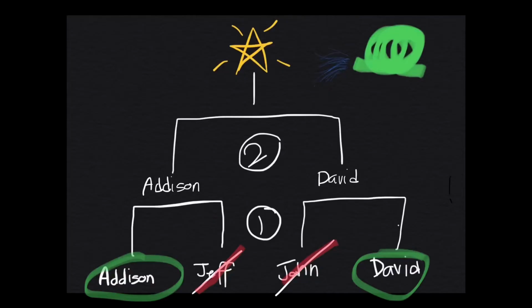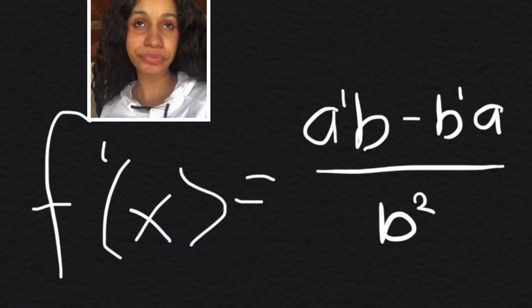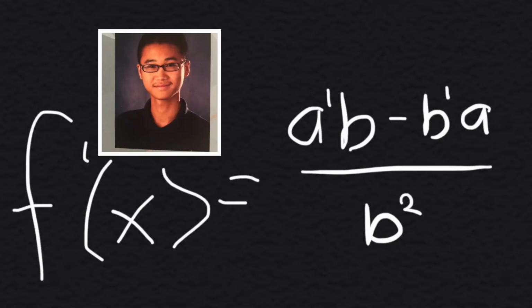Alright, folks, for the second match, it is David versus Addison. Good luck, you two. Your question is, if f of x is a over b, what is the first derivative of f of x? I got a prime times b minus b prime times a, over b squared. Alright, David? A prime times b minus b prime times a, all over b squared. Well, folks, it appears we have a tie. So to break the tie, we will have a second question.